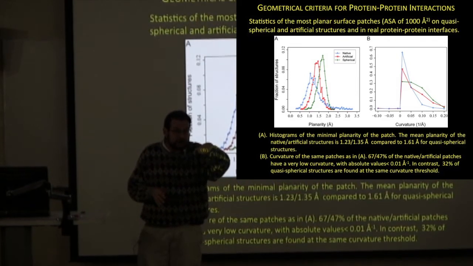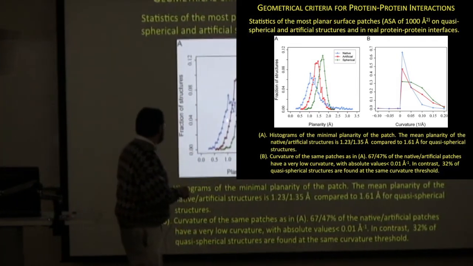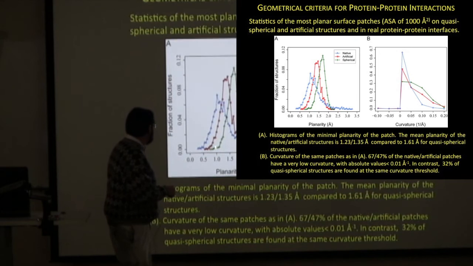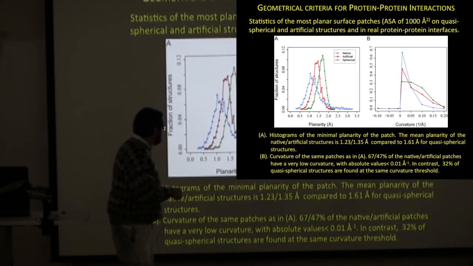Plane of these surface patches. This is the distribution for the deviation from the best fit plane in native structures, artificial structures, and quasi-spherical structures. So quasi-spherical structures are shifted.